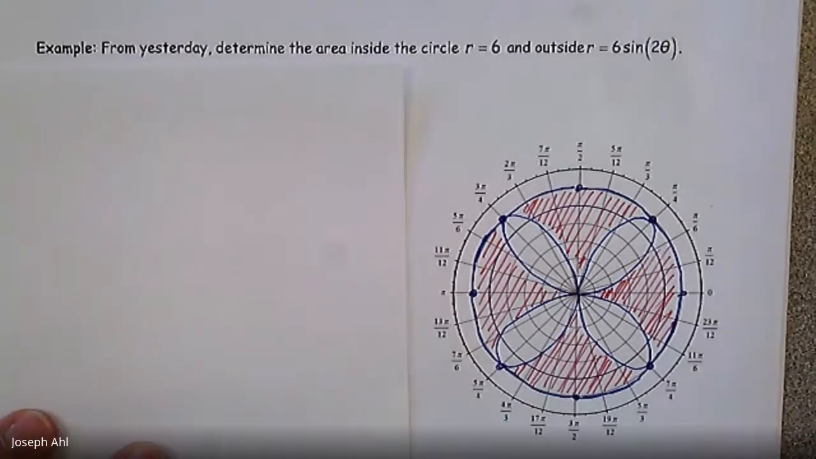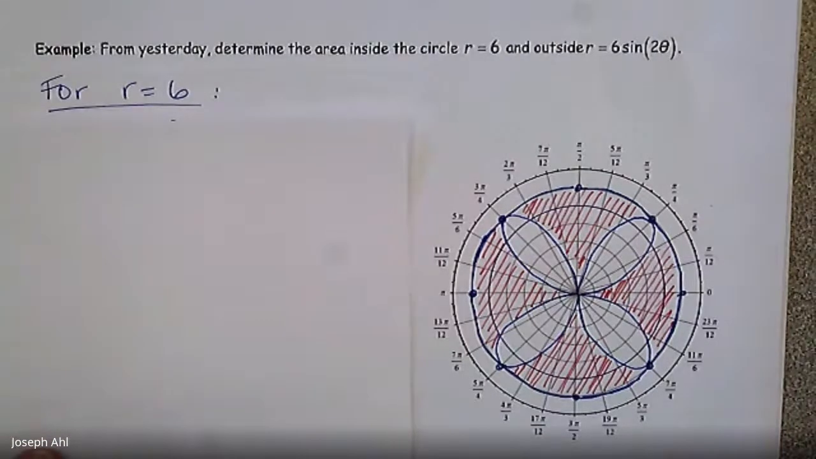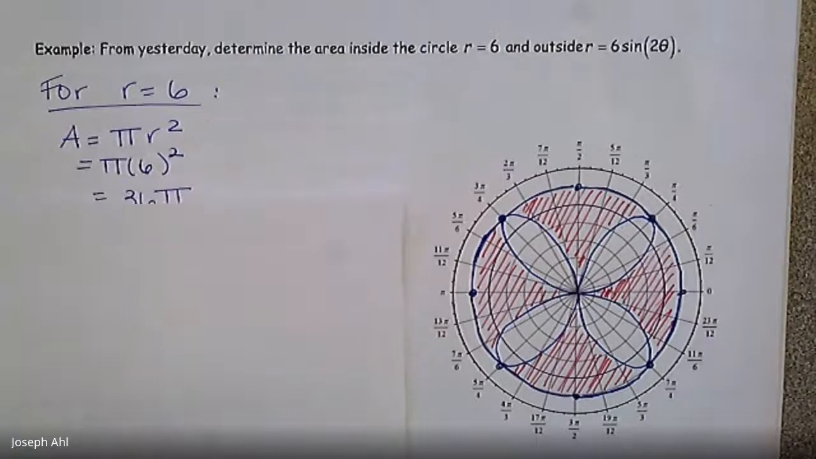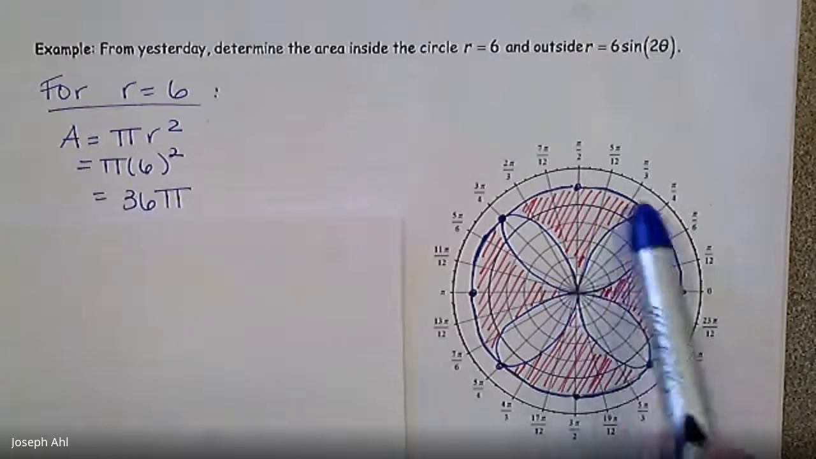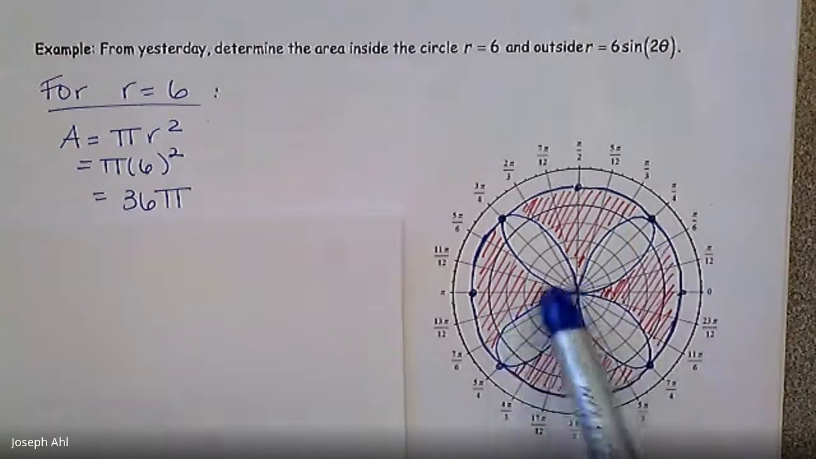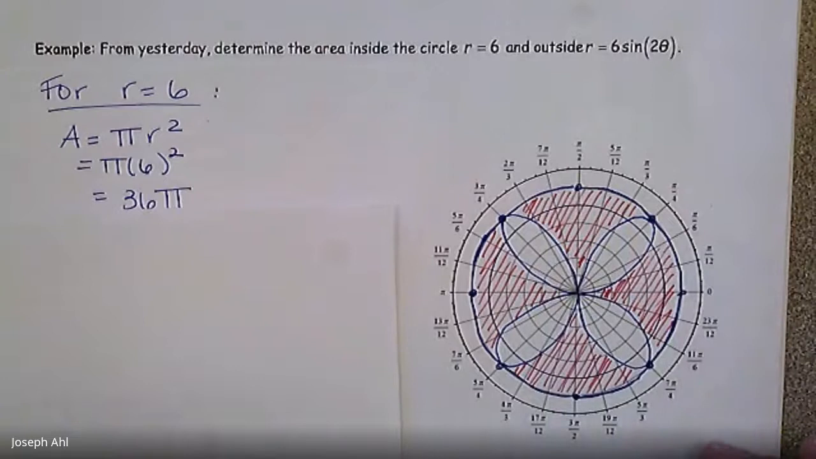To determine that area, we're just going to use the area that we calculated yesterday to get the ball rolling today. For r equals 6, we know the area is just going to be 36 pi. It's the area of a circle whose radius is 6. If I subtract out the area of the 4 loops of this curve, which we determined yesterday, that's going to give me the area that we have shaded in red. And that's kind of where we're headed today.